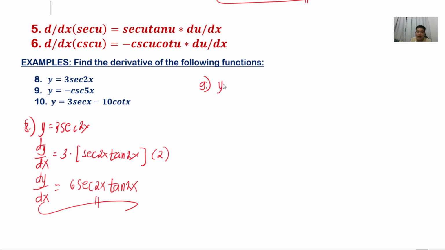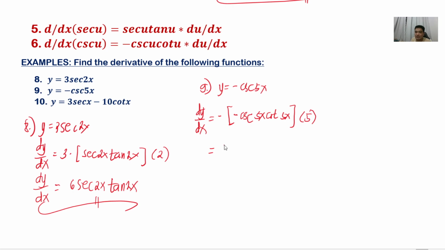That is y equals negative cosecant 5x. So, the derivative of y with respect to x is negative times, ano ang derivative ni cosecant 5x? Ang u mo is 5x. Ang derivative ni cosecant is negative cosecant u cotangent u, so that is 5x times the derivative of your u, 5x is 5. Okay? So, magiging negative times negative becomes positive. And then we have a multiplier of 5 or constant 5. So, that is 5 cosecant 5x cotangent 5x. So, that is your dy all over dx. Okay?